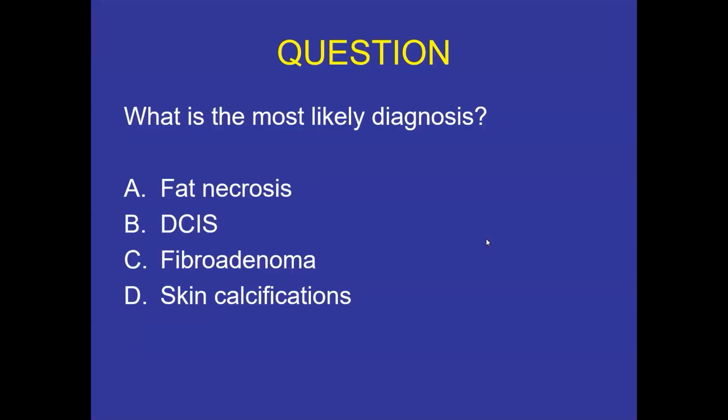DCIS, we would have seen pleomorphic calcification. The fibroadenoma, we probably wouldn't expect to see because the patient's had a mastectomy and there's not much breast tissue, but you never know. And that would usually look like a popcorn calcification if we had a circumscribed mass on ultrasound, and if it was calcified, it would be a popcorn calcification on the mammogram.